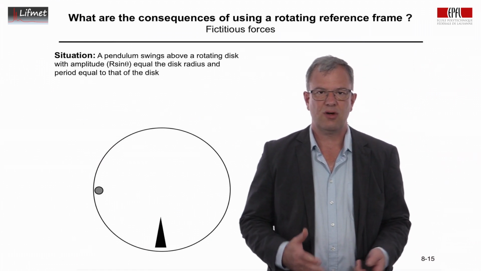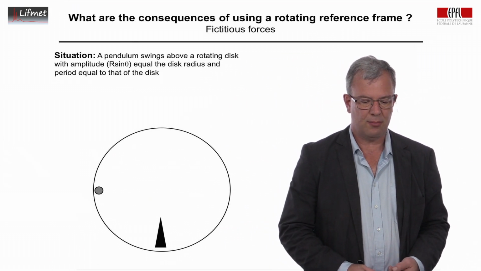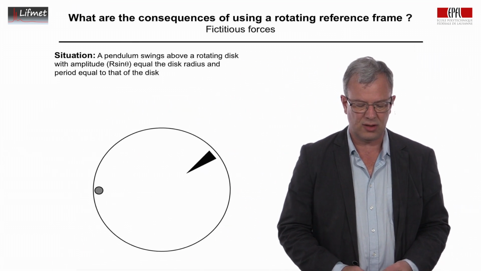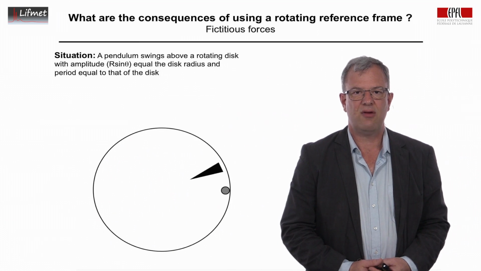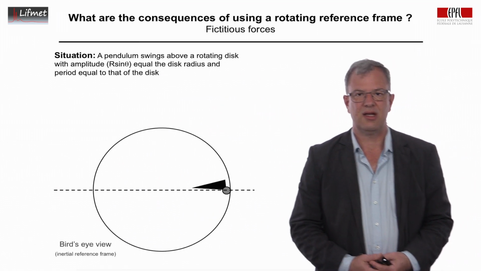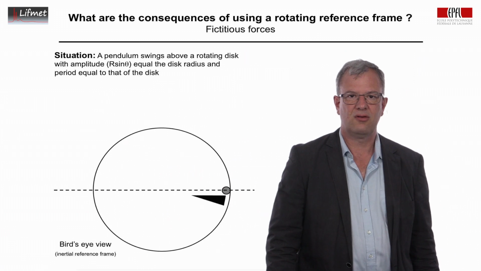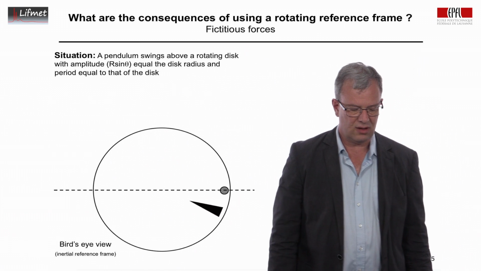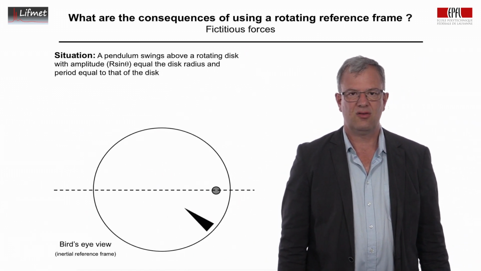Basically the situation we're considering here is that we have a pendulum that swings with an amplitude equal to the disk radius and a period that's equal to that of the disk that rotates below. So here's the disk, the triangle indicates the motion of the disk. Now we have the pendulum swinging. Its period is exactly the period of the disk. That's the equivalent of the merry-go-round. So we're throwing the pendulum in a straight line. This is the bird's eye view, in the inertial reference frame. Everything is the way we normally see it.